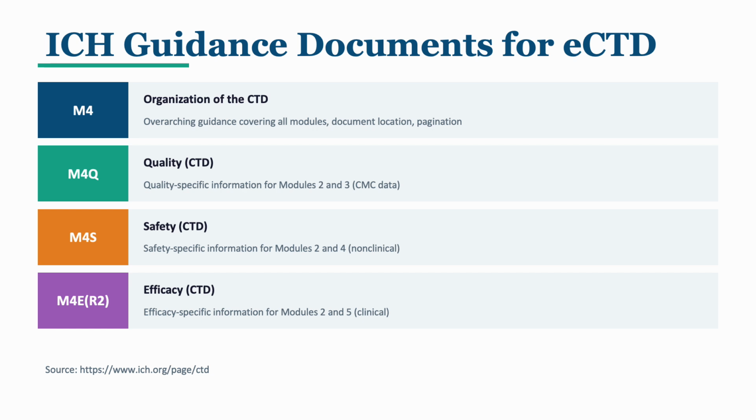4 main ICH guidelines govern the eCTD. M4 is the overarching guidance that covers all modules and provides the granularity on document location and pagination. M4Q covers quality-specific information corresponding to modules 2 and 3. M4S covers safety-specific information corresponding to modules 2 and 4. M4E, R2, covers efficacy-specific information corresponding to modules 2 and 5. Each of these guidelines has accompanying Q&A documents that provide additional clarification.